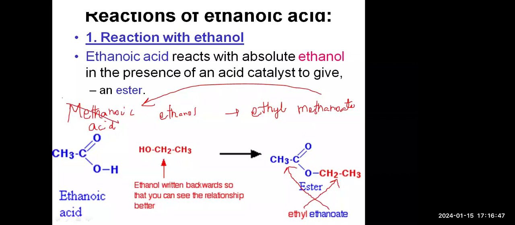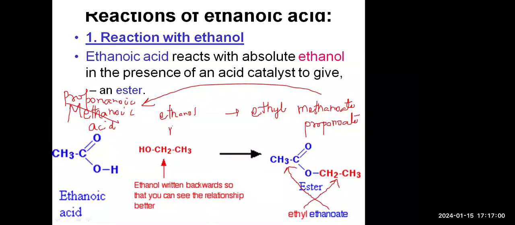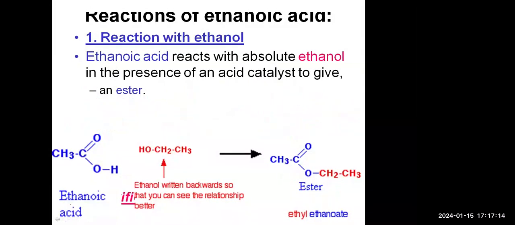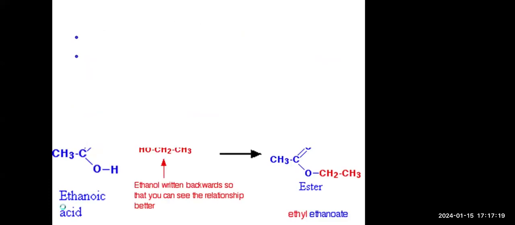If it is propanoic acid, then it will be propanoate. If here we have the alcohol methanol, then here it will be methyl, right? So this is the way the reaction takes place. Because in this reaction ester is produced, we call it esterification reaction.